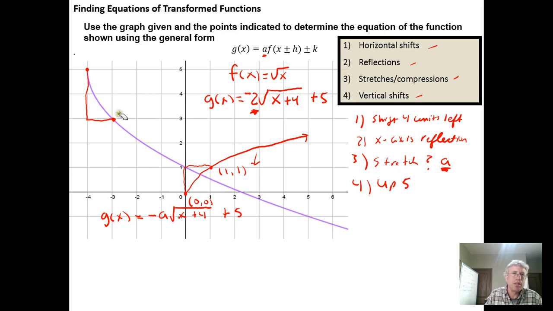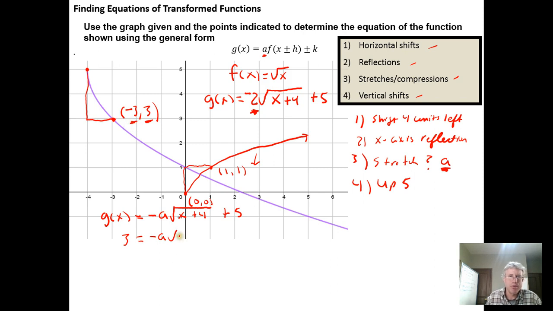It doesn't even need to be a lattice point. Any known ordered pair. So here, for example, we have a -3 as the input, +3 on the output, and plug this information into the function g of x. Right? This says the output is 3. G of x represents the output, so 3 equals -a times the square root of x.